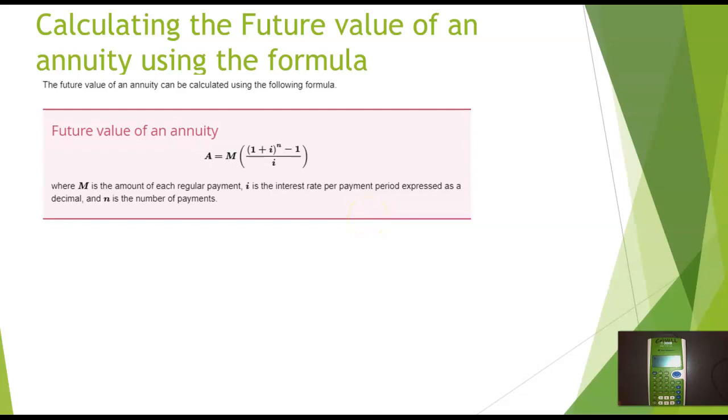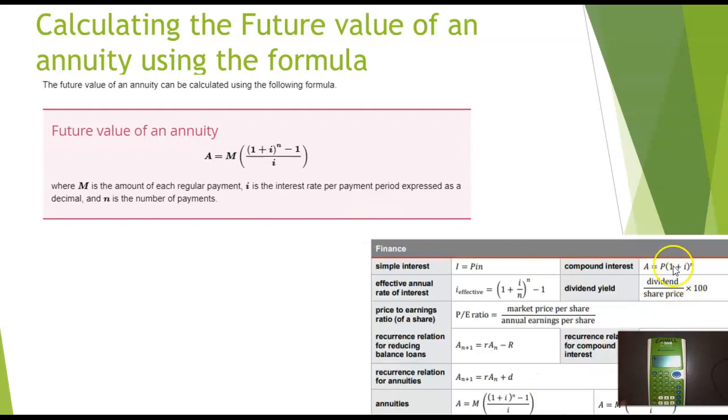Now, QCAA provide a formula sheet for you in the exam, and we provide it for you in your unit exams. And so where is that formula on our QCAA formula sheet? If you look in the finance section, and you go down here, it's got annuities. Here's our recurrence relation for annuity. Here is our annuities formula. So you don't have to remember the formula off by heart, you just have to be able to know where it is on the formula sheet that's provided.